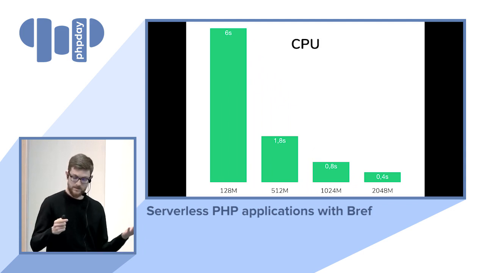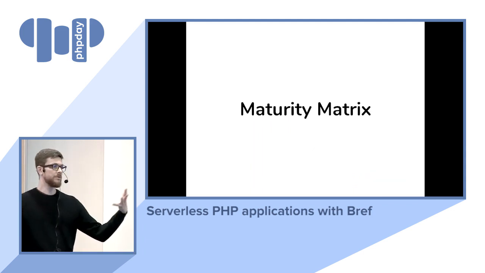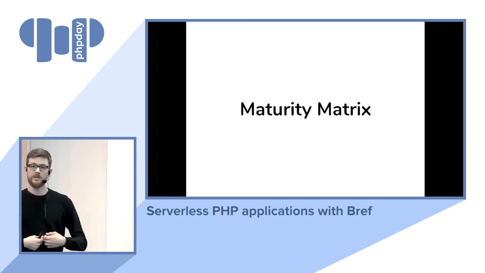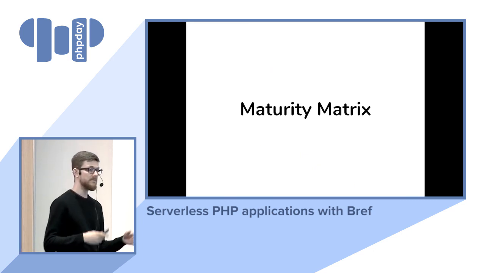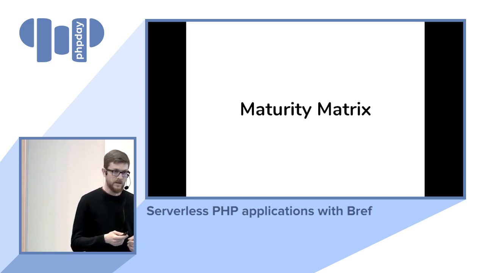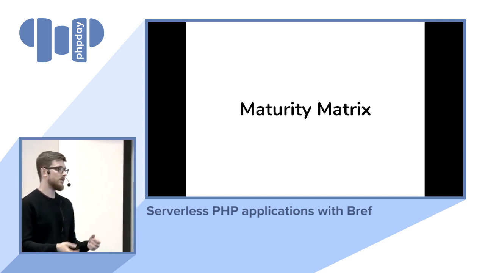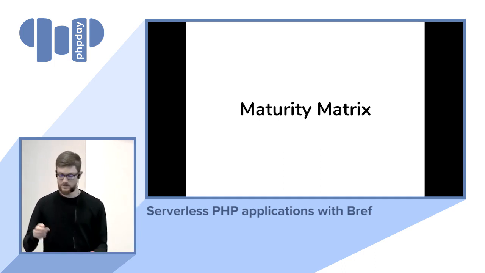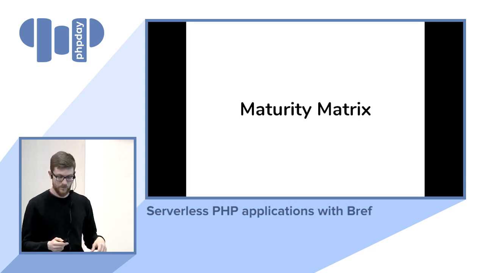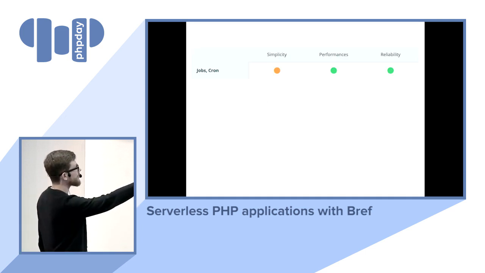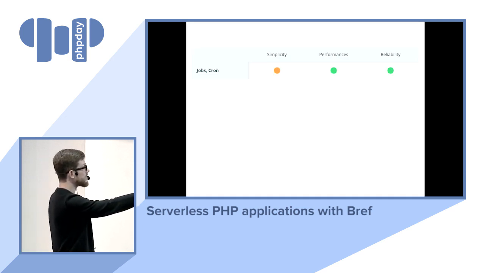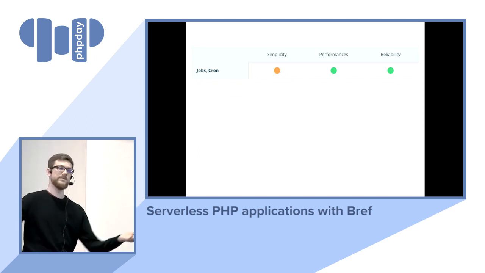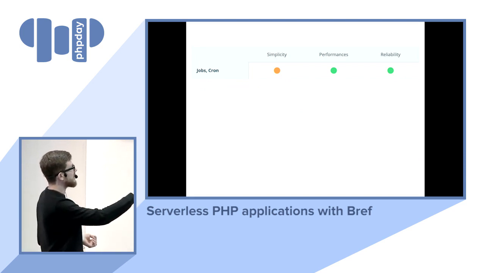Anyway, that's all great, but how mature is it? Should we take our applications and run them straight away on Lambda? It depends. It depends, of course, on what you have as constraints on performances and on many other things. But it depends also on the maturity of each use case. So what I did is I built a maturity matrix. And it goes basically like this. You have 3 axes: the simplicity to use, the performances, and the reliability, like the confidence we have to run that in production. And I have several use cases.